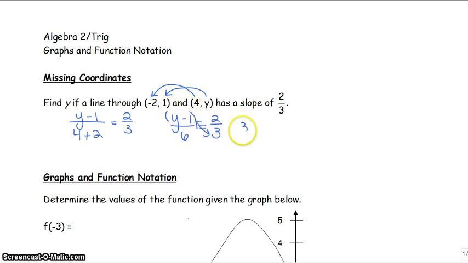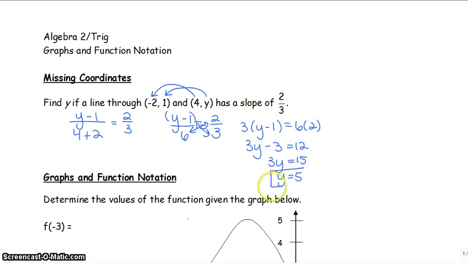We've got 3 times the quantity y minus 1 is equal to 6 times 2. So we've got 3y minus 3 is equal to 12. Add the 3 to the other side, so we've got 3y is equal to 15, and y is equal to 5.